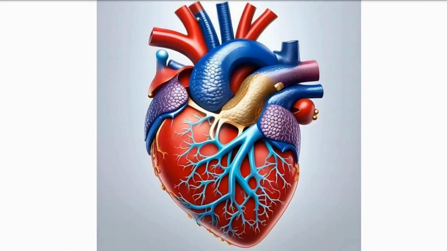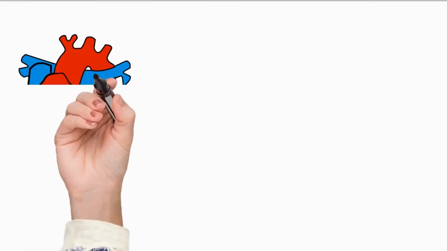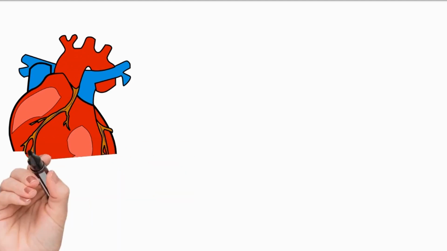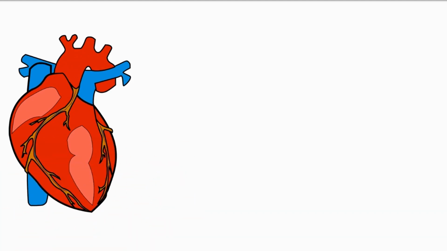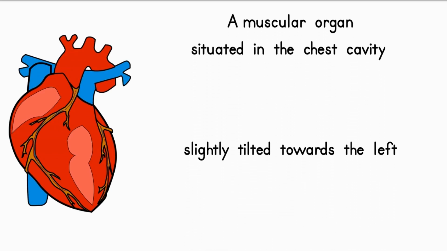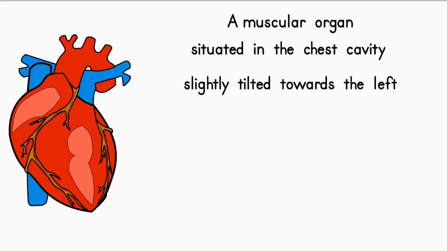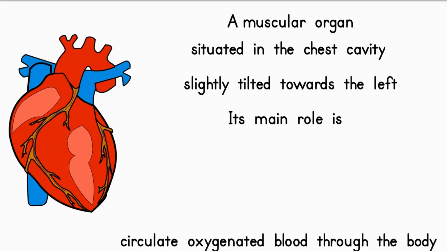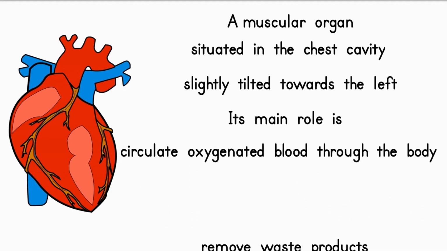In today's episode, we will be exploring the structure and function of the human heart. So let's dive right in. Let's have a brief overview of the human heart's location and its primary function. The heart is a muscular organ situated in the chest cavity, slightly tilted towards the left. Its main role is to circulate oxygenated blood throughout the body and remove waste products.